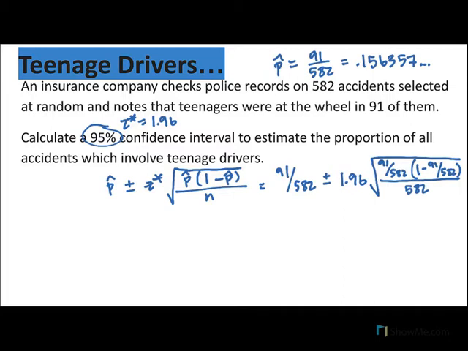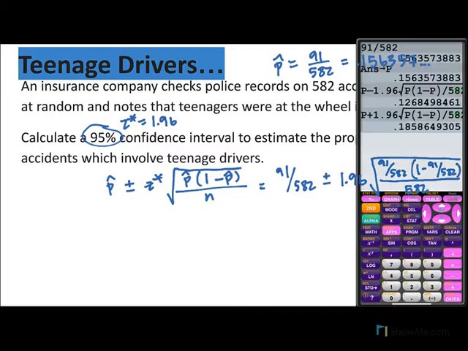But another way that we can deal with that is by using the store function in your calculator to store our p hat, our 91 out of 582, as a full answer, and that way we're not rounding mid-step. So I can see that I did that 91 out of 582 right here, and then I stored that. The store button is right here next to the 1. I pushed that, and then I did alpha, and then I did P for P hat. You can use whatever letter you want.